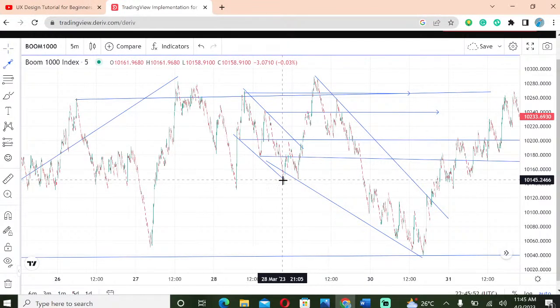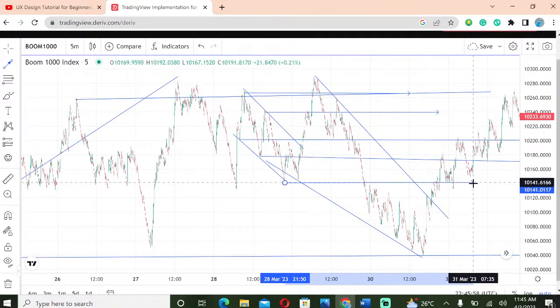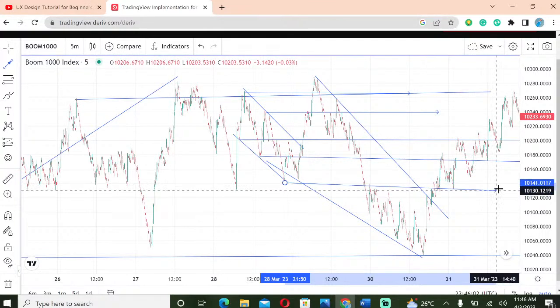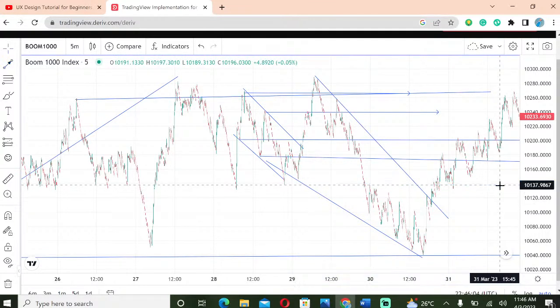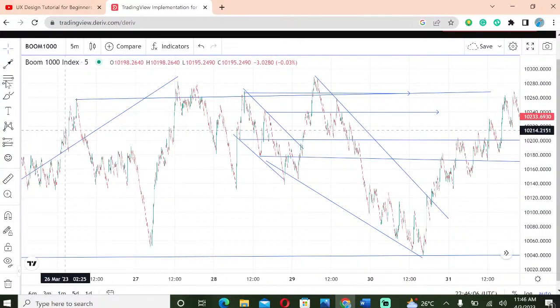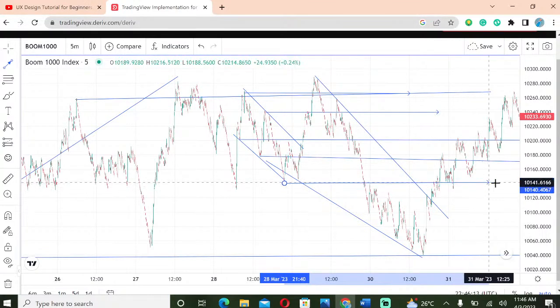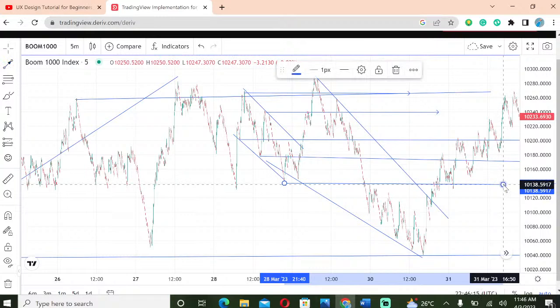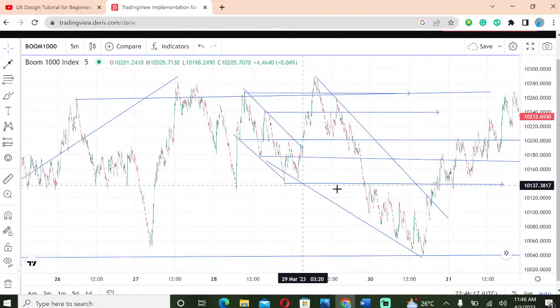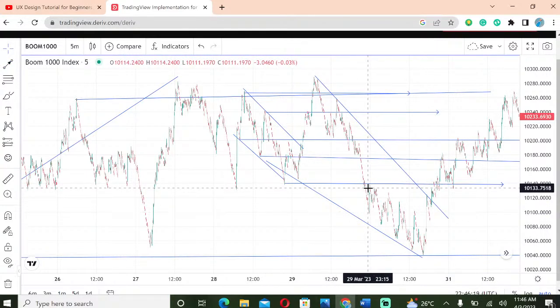You see, we need to mark this zone because it also rejects on that particular zone. And if you check your trades very well, you will see that we have some trades that fall on that particular area. Let me mark it for you guys to see. You see, on this zone now, we have a rejection.